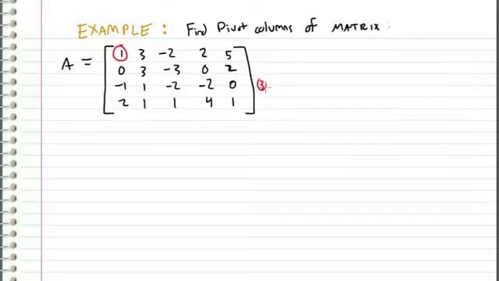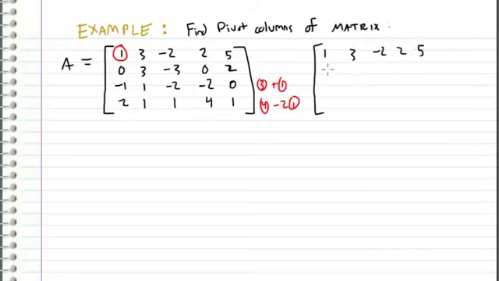So we can take this third row and add the first row to it, and then we can take the fourth row and subtract 2 times the first row. So let's do this operation. The first row stays the same, second row stays the same. We get a 0 right here, a 4 right here, a -4 right here, a 0 right here, and a 5 right here.